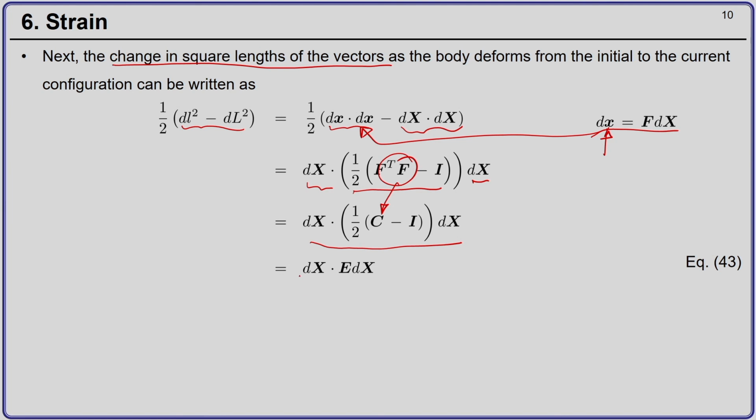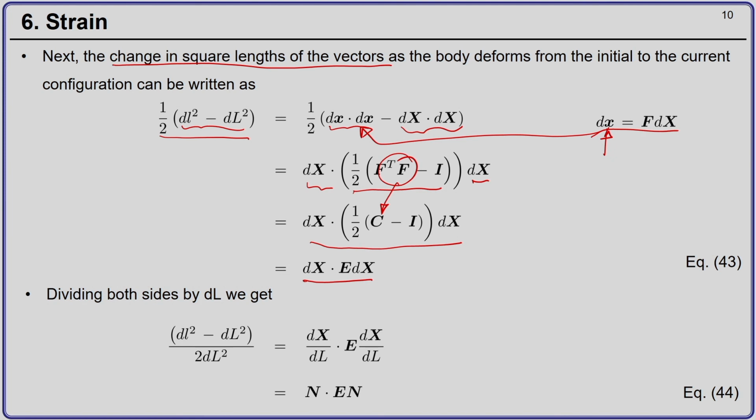So, our expression 1 by 2 (dl square minus d capital L square) reduces to dx dot E dx. Now, if I divide both sides by capital dL square, what I get is (dl square minus d capital L square) divided by 2 dL square is dX by dL dot E dX by dL.